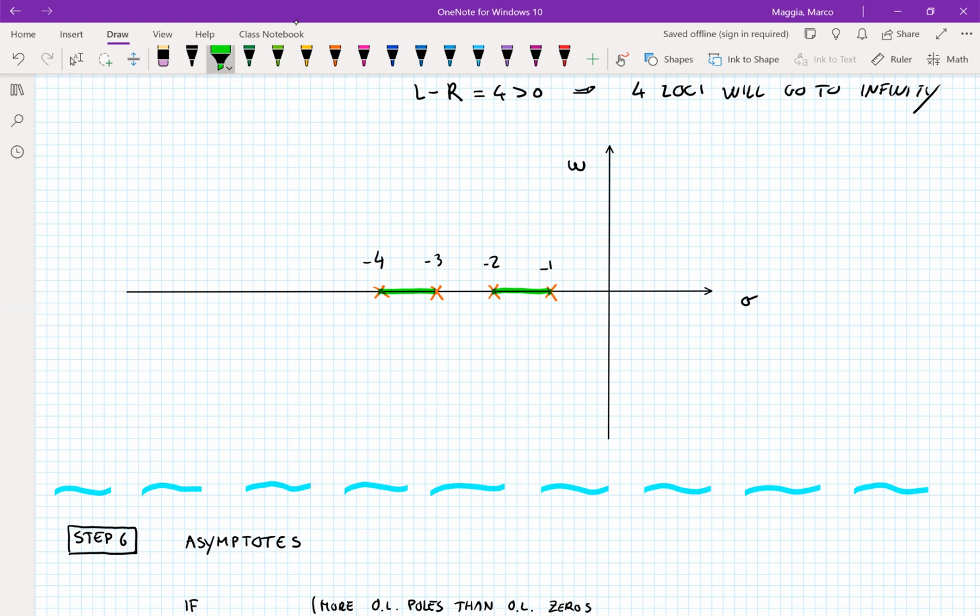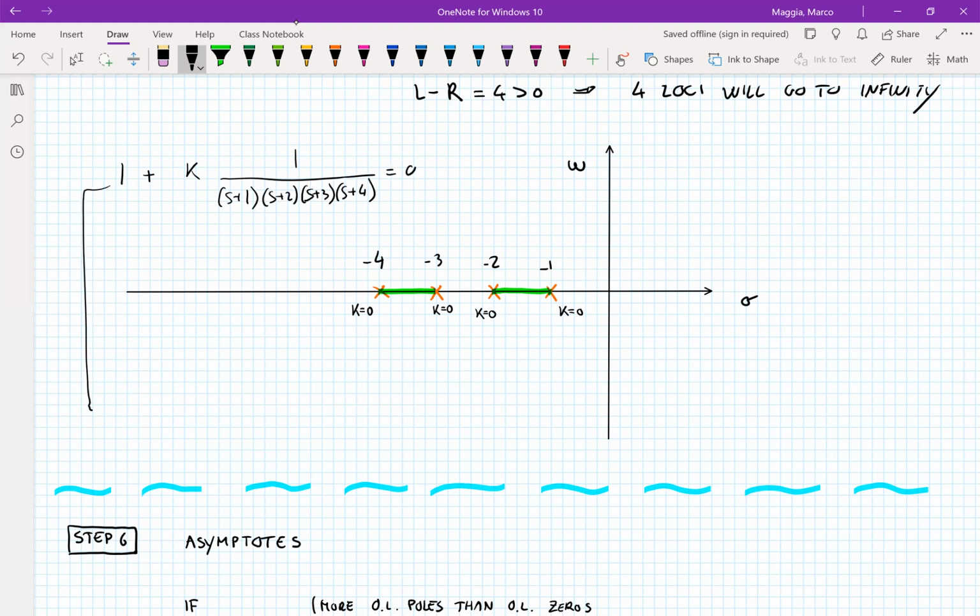So here it seems that this is it, but the problem is that for all these values, since they are open loop poles, we have that k is equal to 0. In other words, when we take the characteristic equation, what you would need to do is actually rewrite it in this form when k is equal to 0, otherwise it doesn't really make sense.